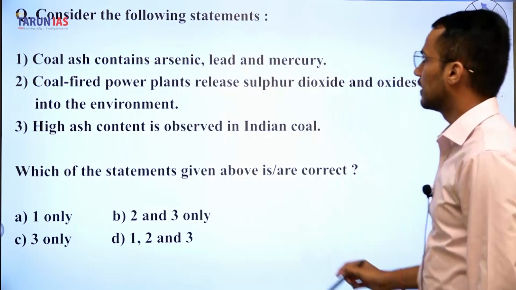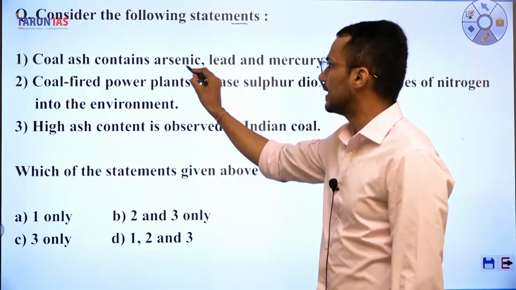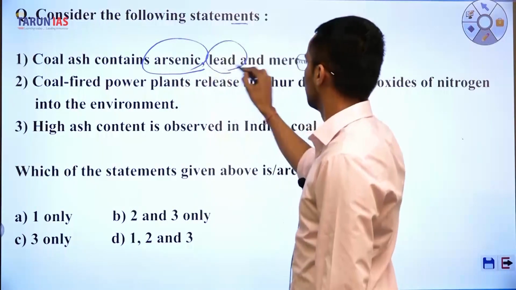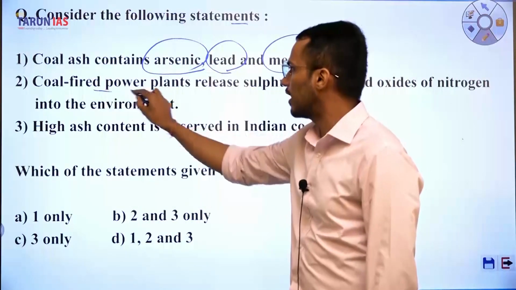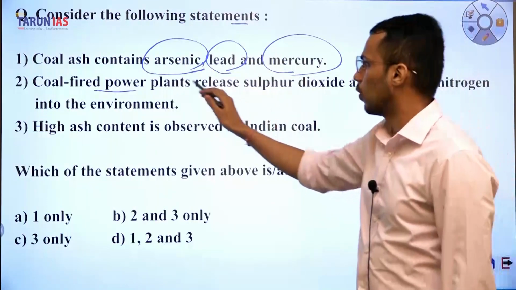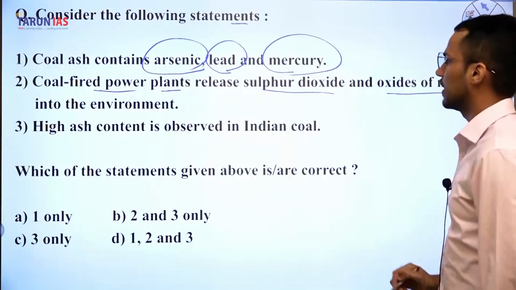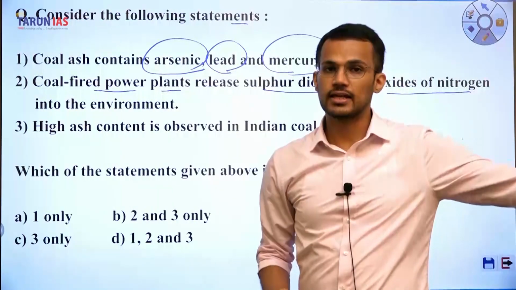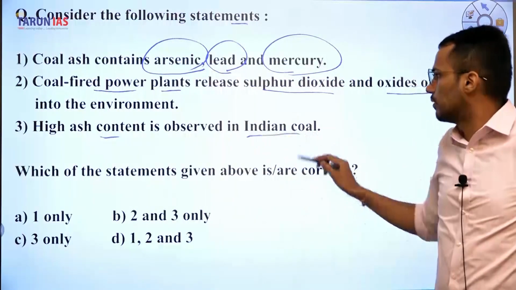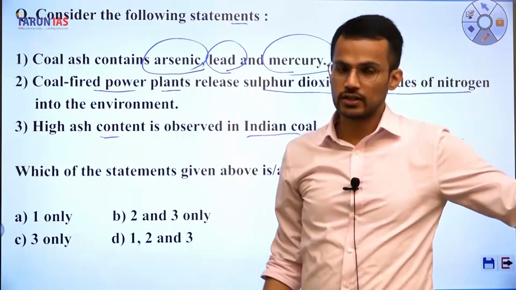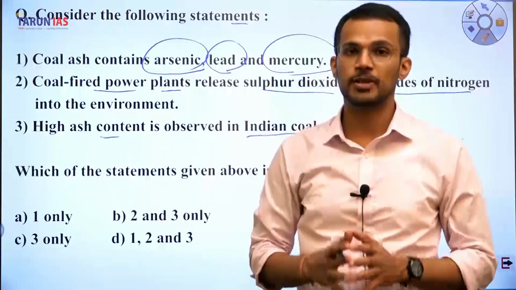Next question. Consider the following statements. First, coal ash contains arsenic, lead and mercury. Second statement, coal-fired power plants release sulfur dioxide and oxides of nitrogen into the environment. And third statement is, high ash content is observed in Indian coal, right? So you have to find out correct statements from these three statements mentioned in the question.